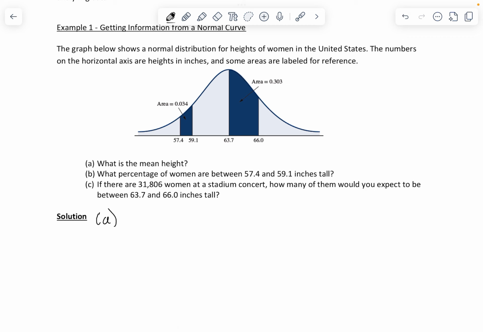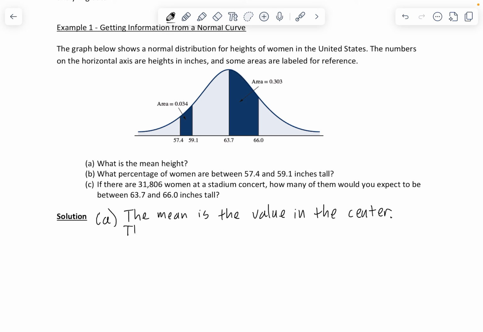The mean is the value in the very center of a normal distribution, and it corresponds to the value that appears most often as well. So this would be the highest point on the graph. The height of the graph represents the frequency. And it's labeled 63.7 right here. So the mean height for American women is 63.7 inches, based off of the graph.